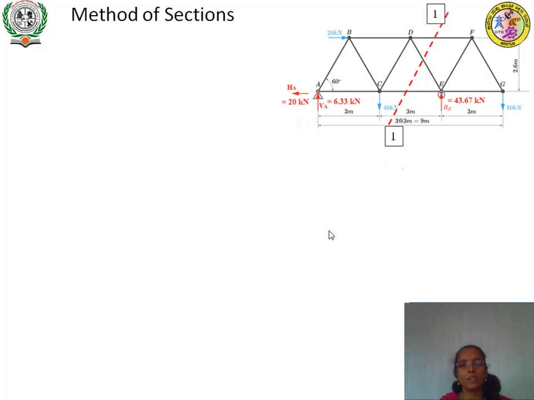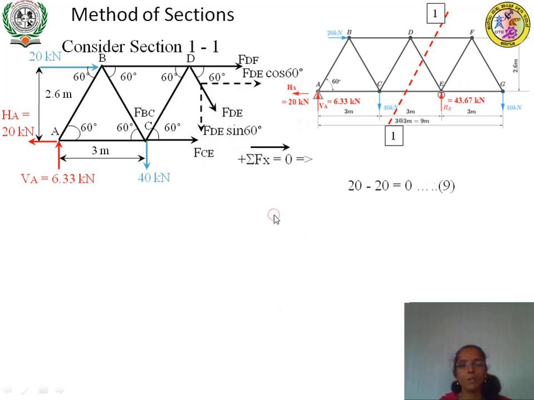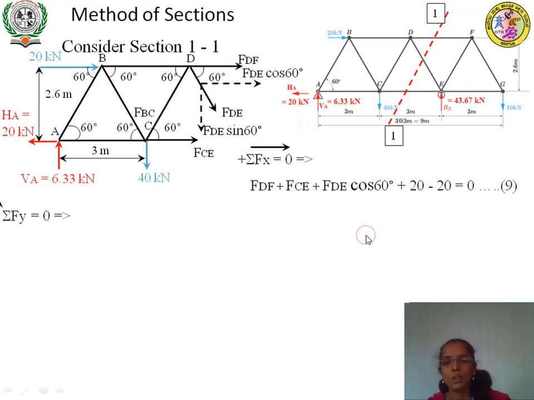If you consider the right part, I will show you how to consider the right part as well. So this is the section, free body diagram of right part. Resolve the force FDE, FDE cos 60, FDE sin 60. Now let us apply sigma Fx equals 0, that is FDF plus FCE and then FDE cos 60 plus 20. Here is this horizontal force of 20 and then HM minus 20, that is equal to 0. So therefore that is equation 9.